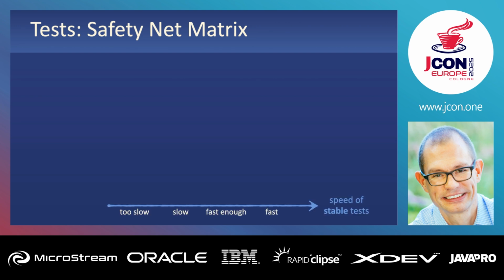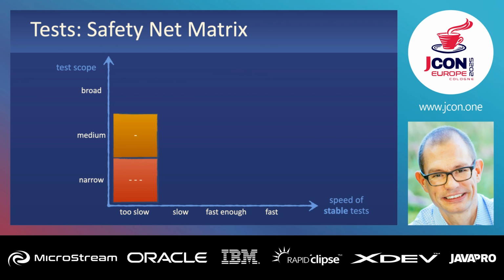And the idea is that we have two dimensions. One dimension is the test speed of stable tests. If they aren't stable, you should fix them or delete them. We need stable tests, then speed makes sense. And then we have the test scope from narrow to broad. And the idea is that too slow tests with a narrow test scope don't make any sense. They just cost us money without giving us any security. Too slow tests with medium coverage or slow tests with narrow coverage are probably not that much better.